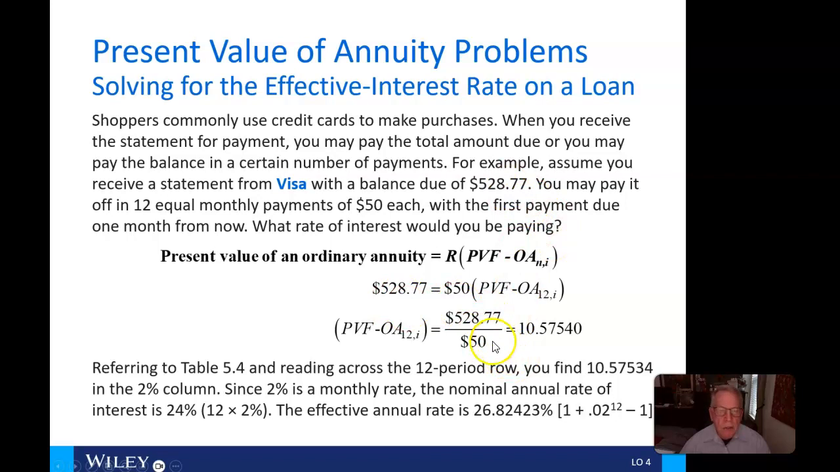So what we would do is take the $528.77 that you owe, divide it by the $50, and we're going to have 10.57540. We're going to go into table 5.4, and reading across, we're going to find the 10.57534 in the 2% column. Since 2% is a monthly rate, got to watch that, we're going to need to multiply that times 12 to get 24%. And if I wanted to really calculate the effective annual rate, it's going to be 26.82423%, calculated as follows.